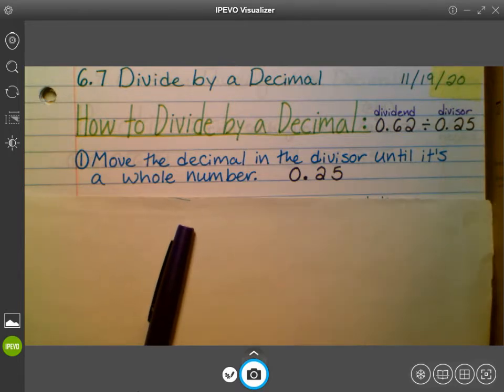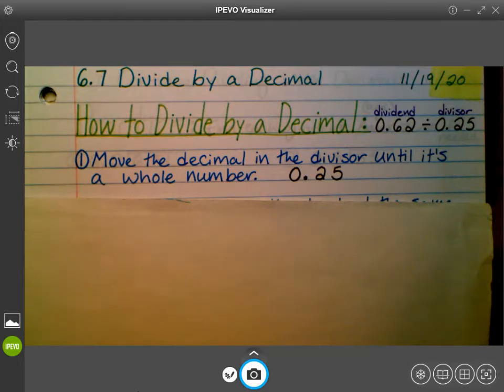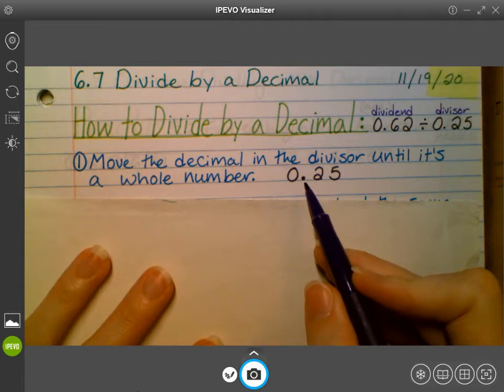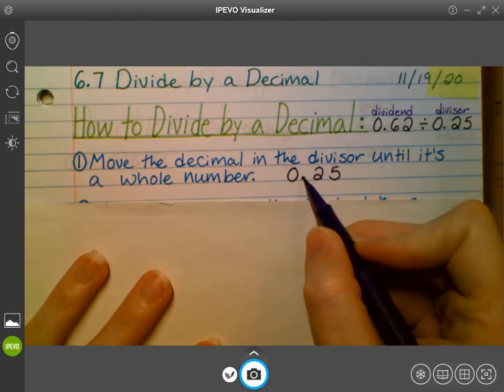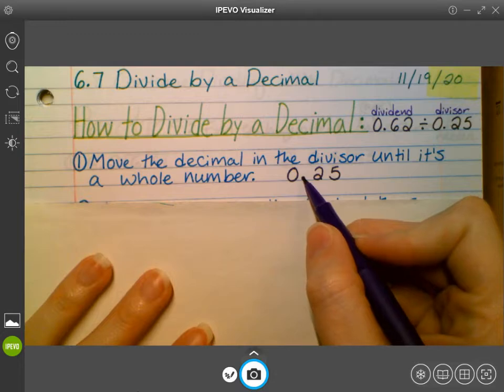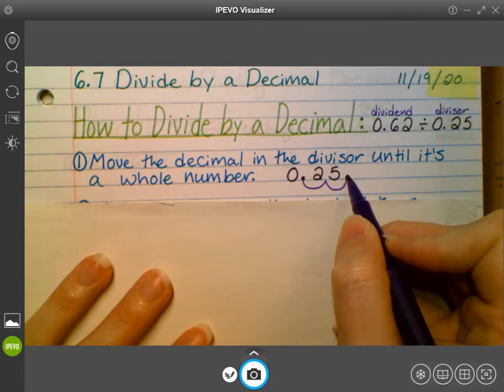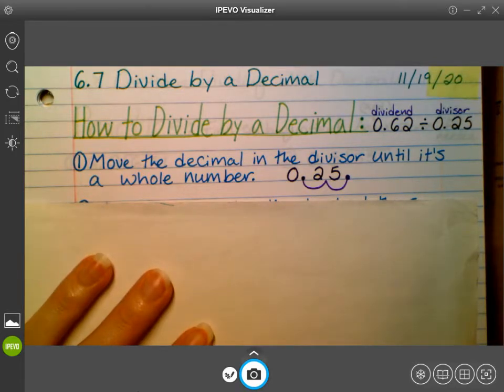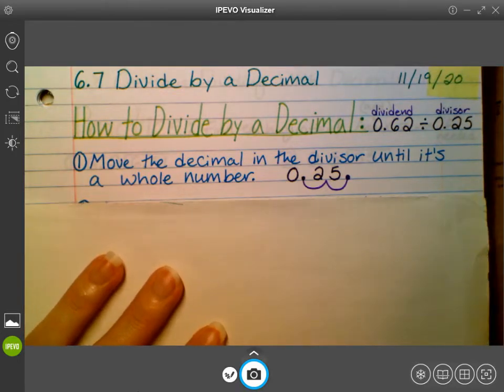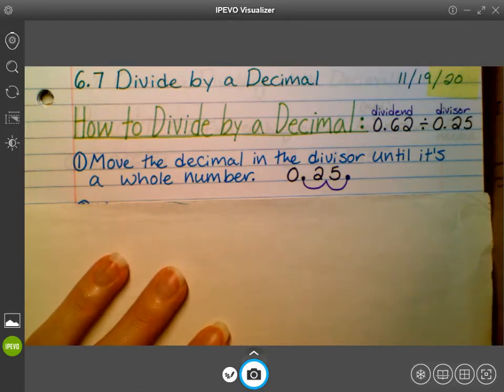Okay, so I want to show you what I mean. That means whatever our divisor is, we are moving this decimal over until it becomes a whole number. So I'm going to put my pencil, or in this case pen, on the decimal. I'm moving it over once, twice. Now it is here. So you are going to do the same thing. So now it is 25. Then, are we ready to go on to the next step? Did we all move our decimal?